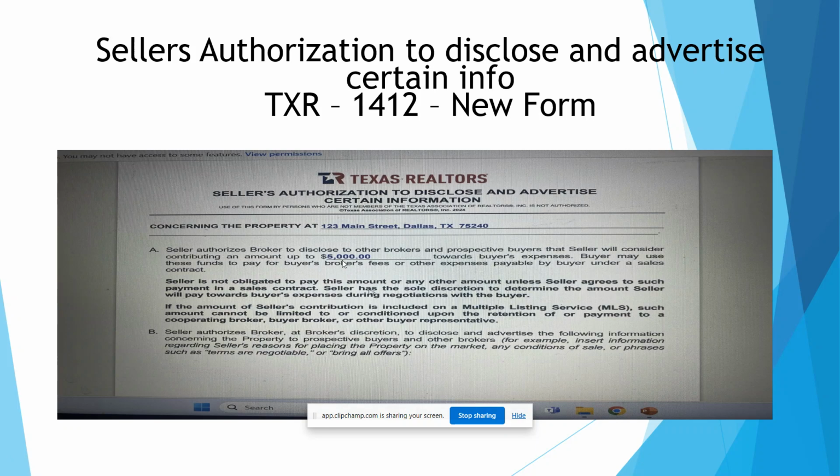The other reason this is used is, look at this, advertise. Many of us may have advertised properties or lands or farms in one of the realtor magazines, and we've just taken for granted that we're saying we're offering 3%. Nope, can't do that anymore, unless you have this document signed and they tell you you can in paragraph 11F and how much you can say here. All right, that's TXR 1412.